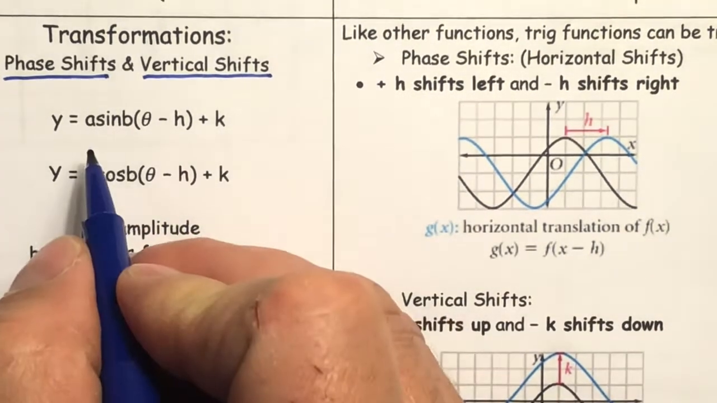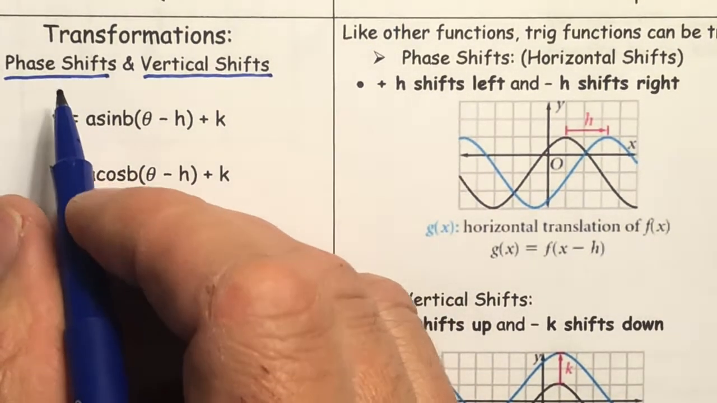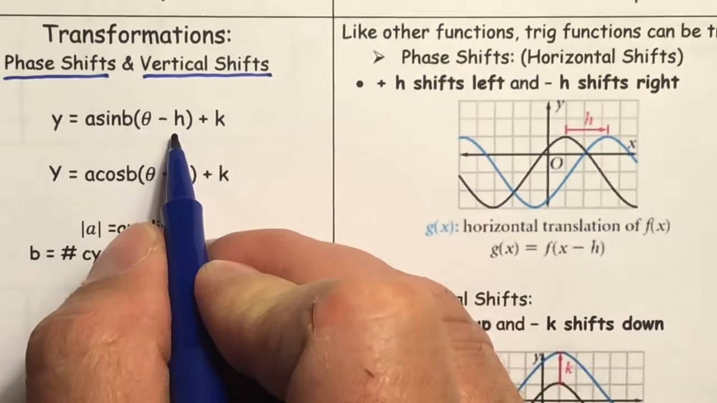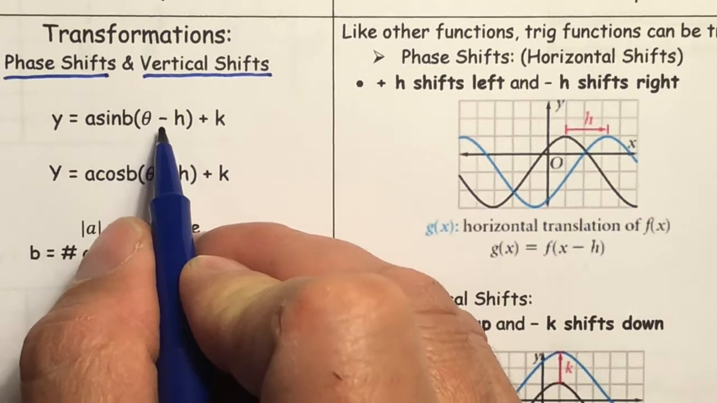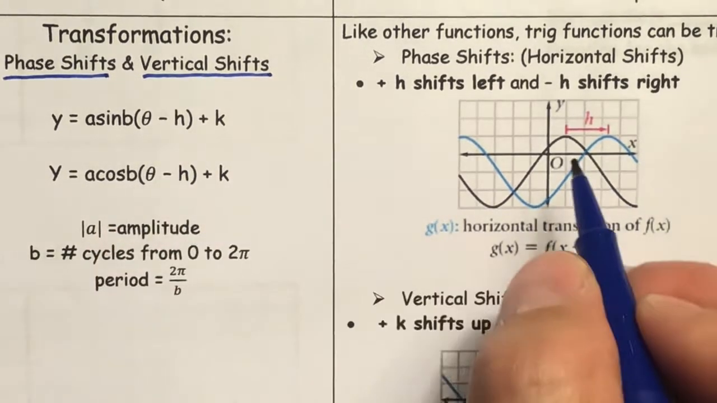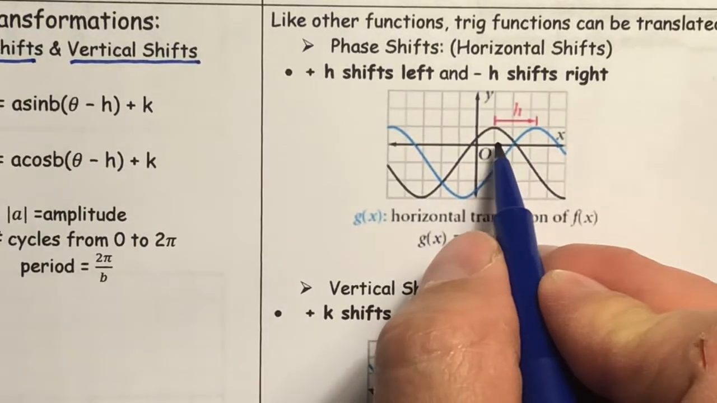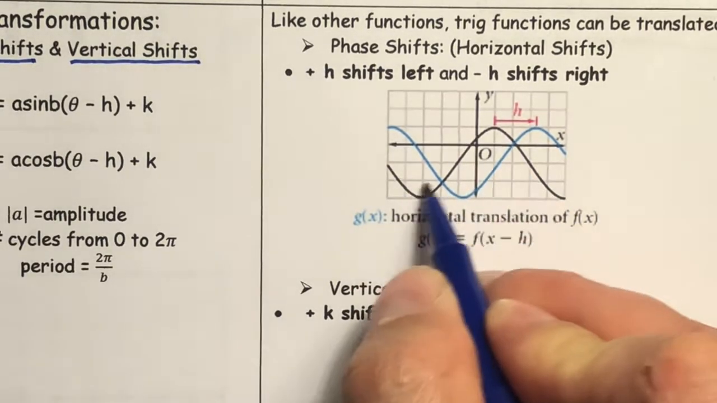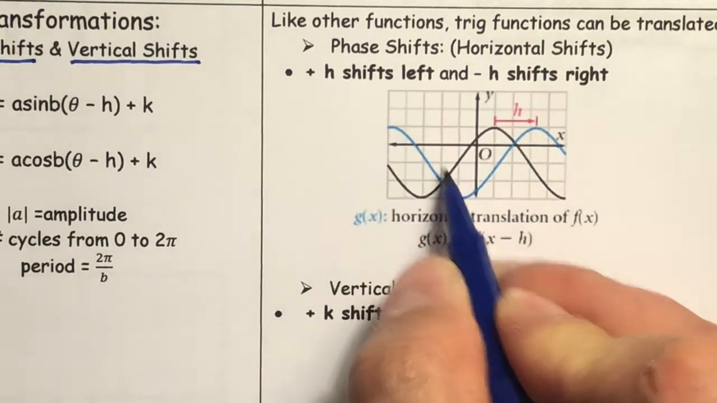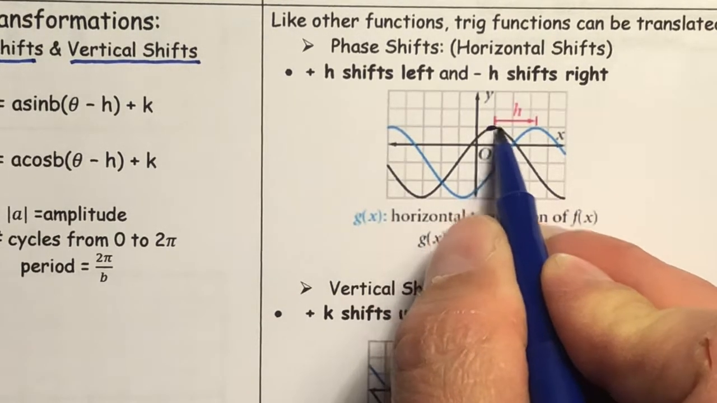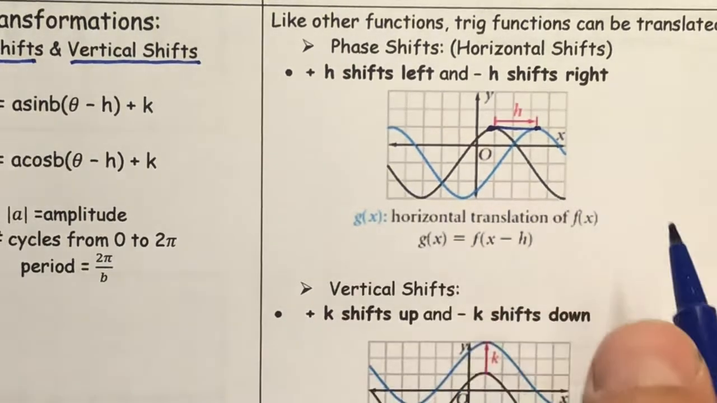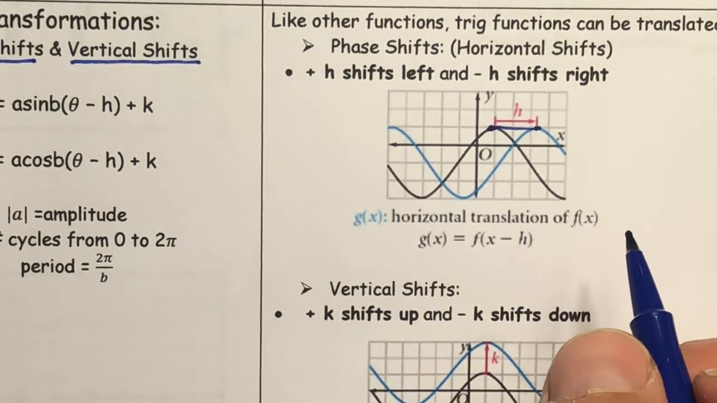And then we have a phase shift. Phase shift is a fancy way of just saying left or right. It's still H, and yes, H is a liar, so we're going the opposite direction. A phase shift is going to move from this black wave, this function, to the blue one. We're moving from here over to there. We're shifting right or left.